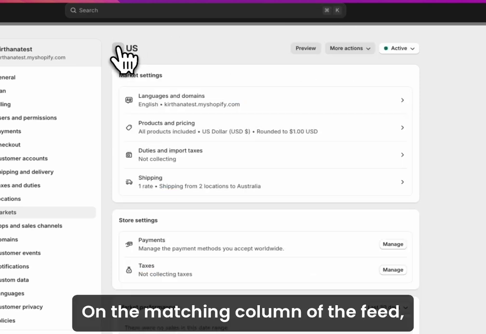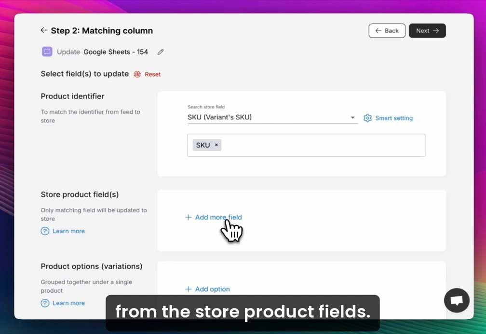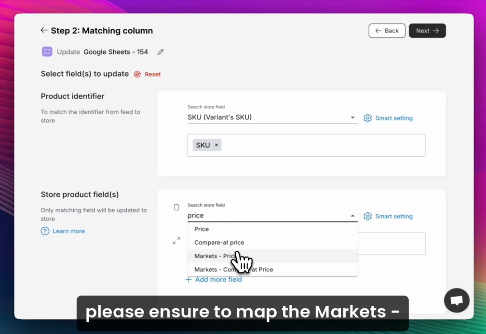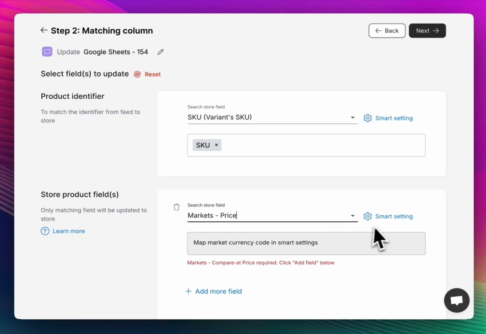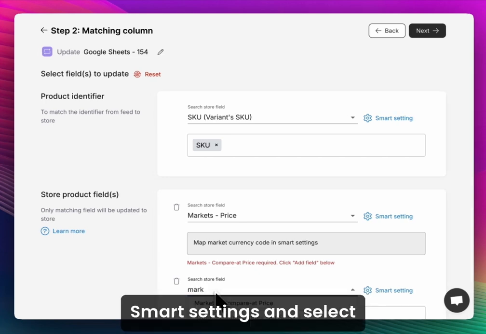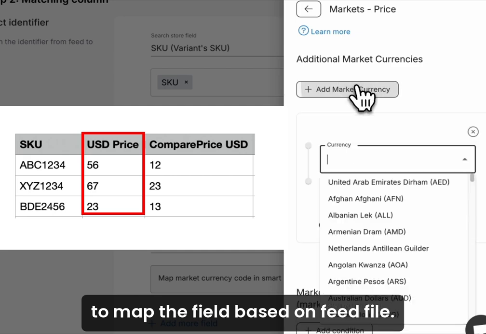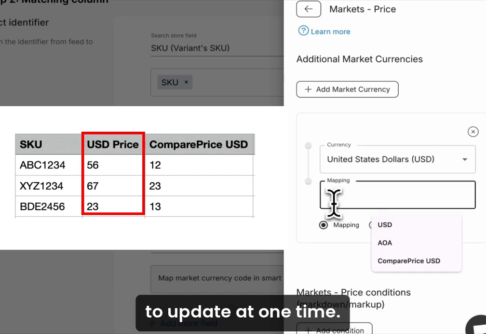On the matching column of the feed, find or select Markets price from the store product fields. Before selecting the Markets price, please ensure to map the Markets compare at price. Click on the Markets price smart settings and select Add market currency to map the field based on the feed file. You can add multiple currencies to update at one time.